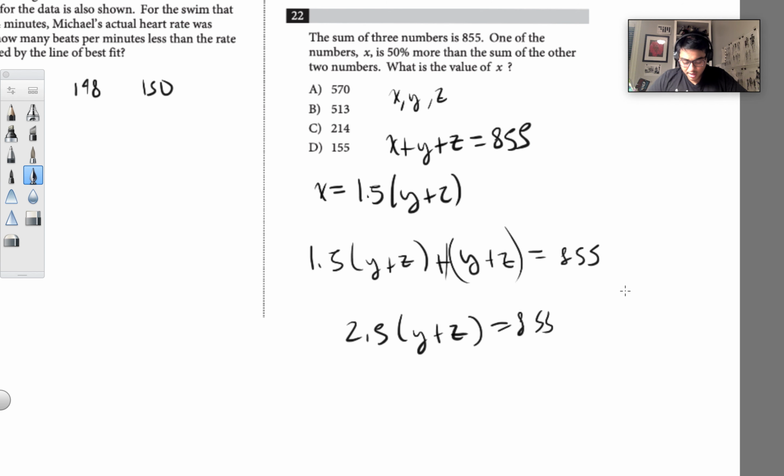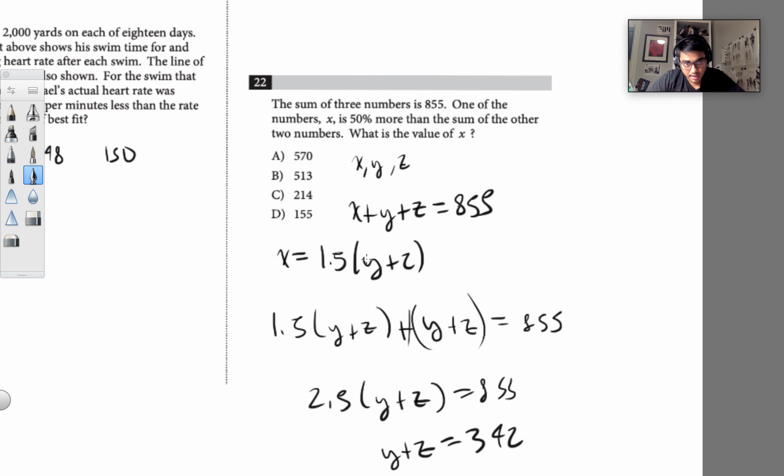So 855 divided by 2.5 equals 342. So y plus z is equal to 342. But we're looking for x, and x is 1.5 times that. So 1.5 times 342 is equal to 513. Those are all the questions.